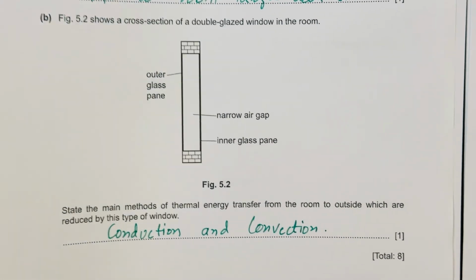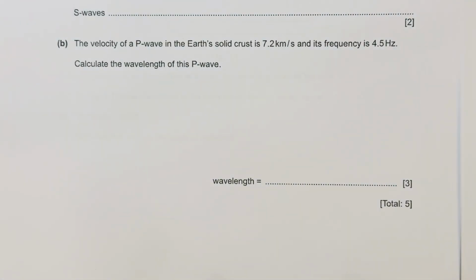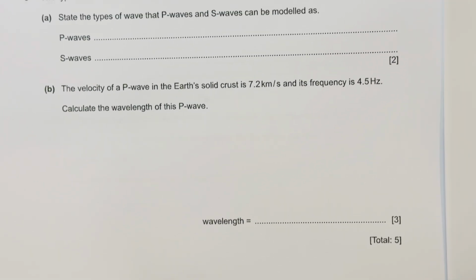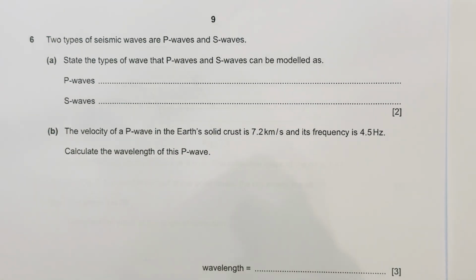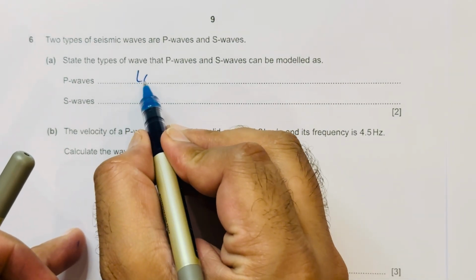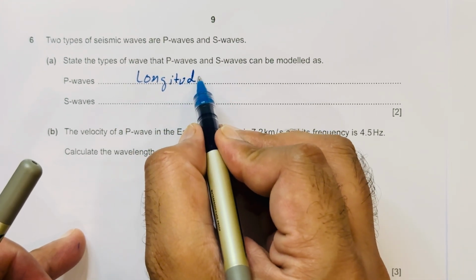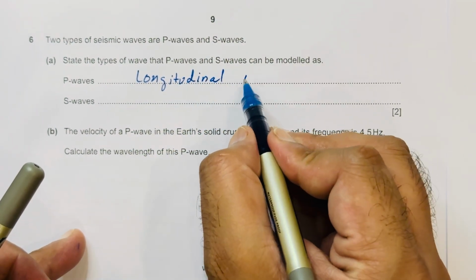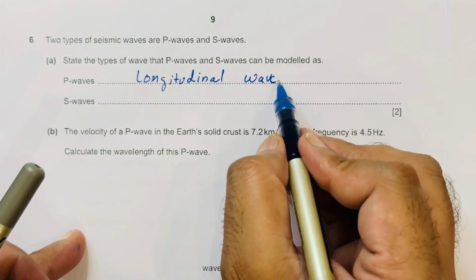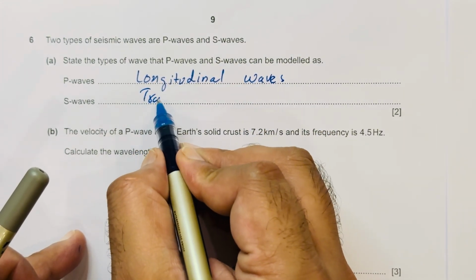Moving to question number 6. Question number 6 is from the topic of waves. Two types of seismic waves are P waves and S waves. State the types of wave that P waves and S waves can be modeled as. P waves would be longitudinal waves, and S waves would be transverse waves.